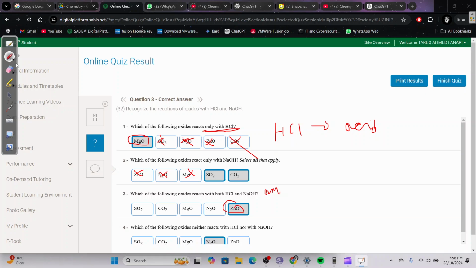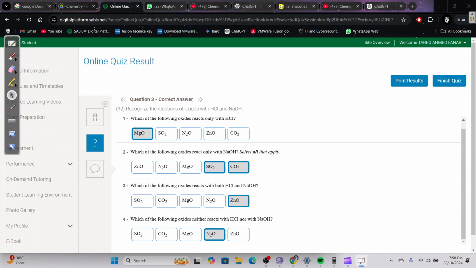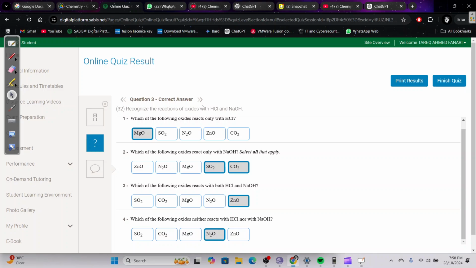Which of the following oxides neither react with HCl nor with NaOH? So this is neutral. It doesn't react with any of them. This is an acidic oxide. It reacts with NaOH. This is an acidic oxide, also reacts with NaOH. MgO reacts with HCl. It's basic. This is amphoteric. It reacts with both. So this is our only option. Okay. Question 4.